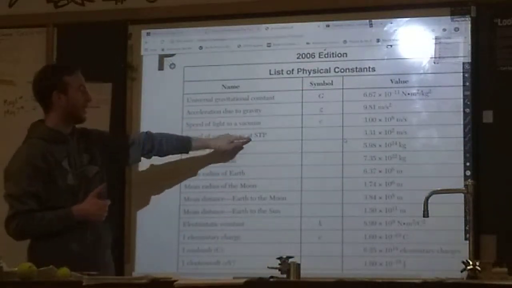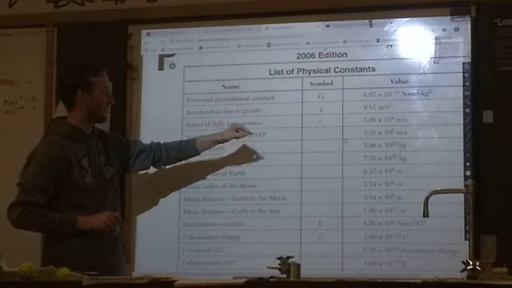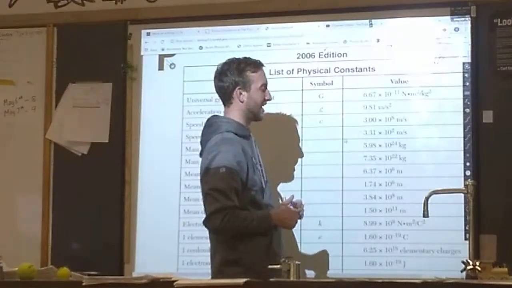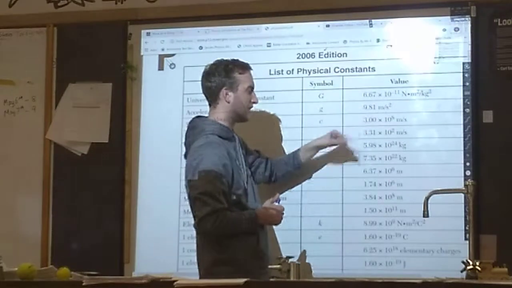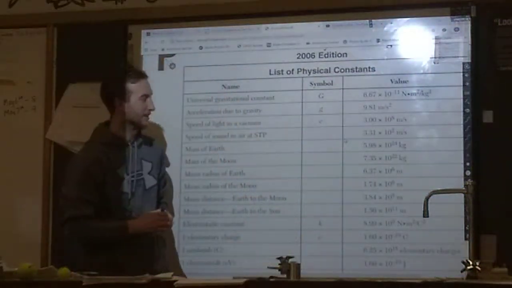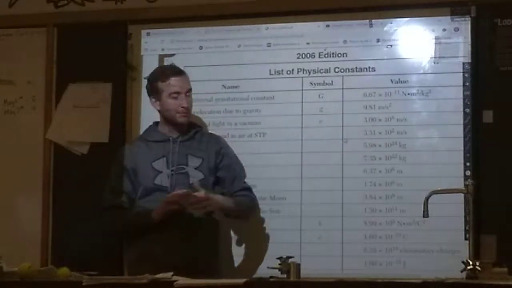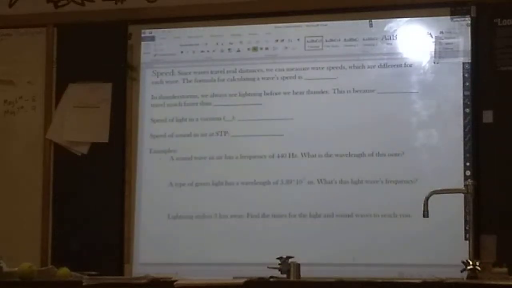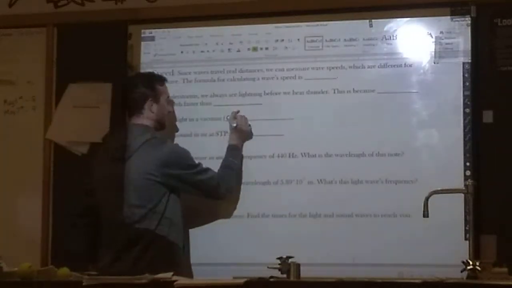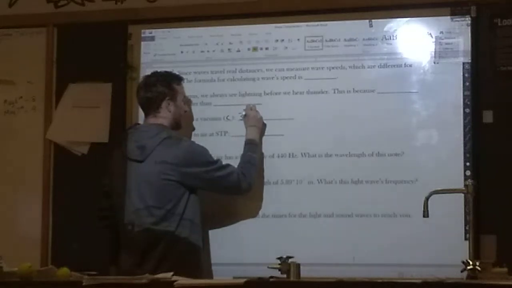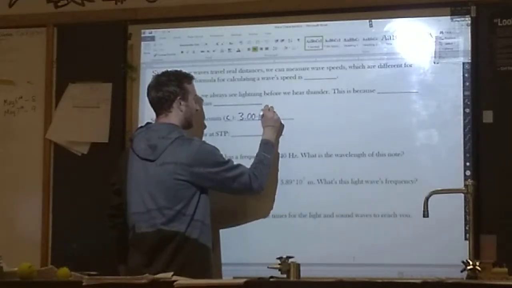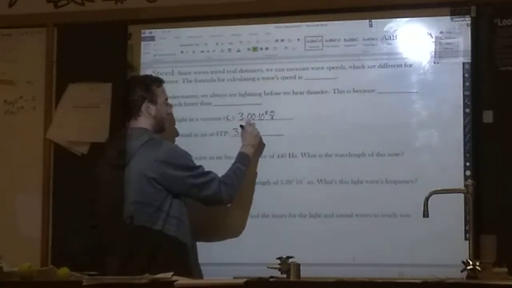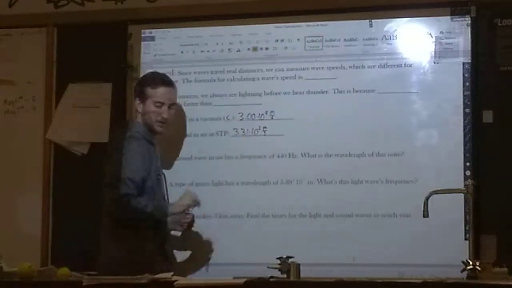Speed of sound in air at STP, chemistry reference, standard temperature and pressure. Not too important in physics, though. 3.31 times 10 to the second. 10 to the second is 100, so 100 times 3.31 is 331 meters per second. One of these is a lot bigger than the other. The speed of light is much, much bigger than the speed of sound. Okay? So the speed of light in a vacuum is c. It is 3 times 10 to the 8th meters per second. And the speed of sound in air, 3.31 times 10 squared meters per second.